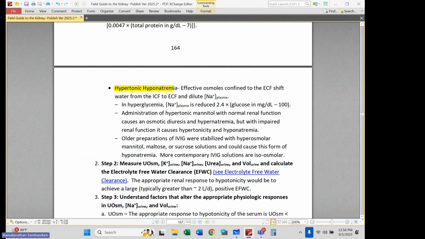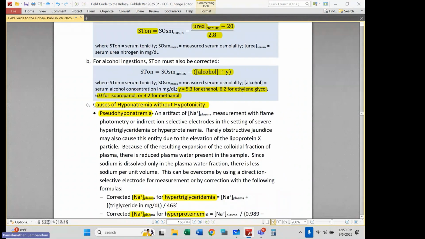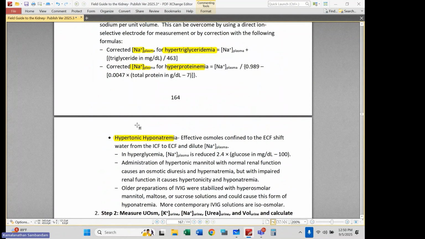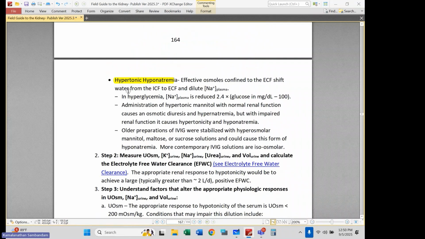All right. Now, of course, another cause of hyponatremia without hypotonicity is a case of hyponatremia with hypertonicity, right? And that's what this is, hypertonic hyponatremia. The classic one that you're going to see, or the most common one, is the hyperglycemic patient. So this patient has a true hyponatremia, okay? There is maybe some misnomer that this is not a true hyponatremia. It is a true hyponatremia. They're just not hypotonic, right?